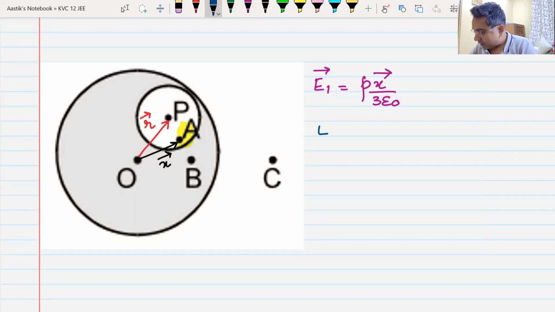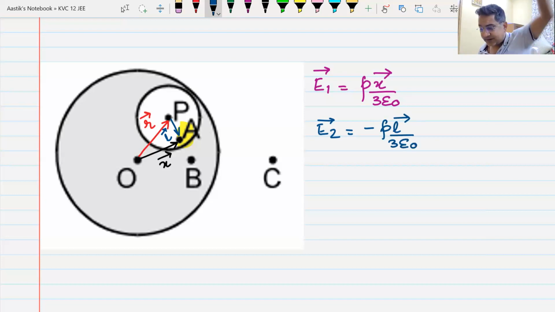Let us now find the electric field due to the second sphere, which is this blue sphere, made up of negative charge. So it is minus. Since I don't know the position vector, I will draw a vector like this and call it L vector. Do you see this L vector? So how much is E2 now? It will be minus rho L vector by 3 epsilon naught. Everyone understanding this?